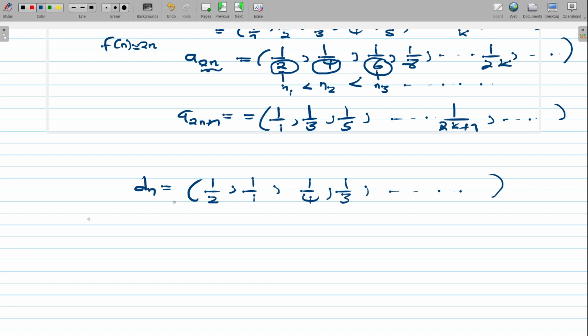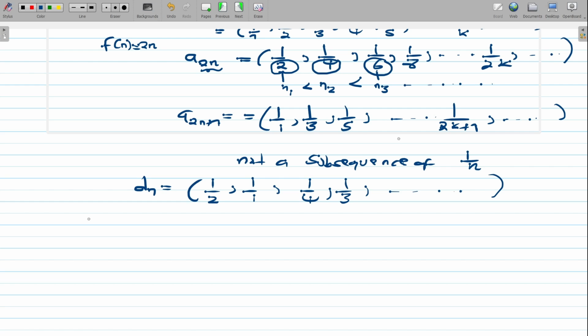this one is not a subsequence. Not a subsequence of the sequence 1 divided by n. So this is very clear to understand, that this is not going to be a subsequence.